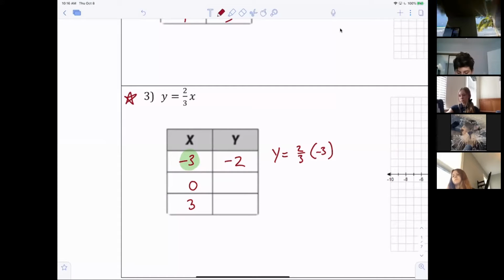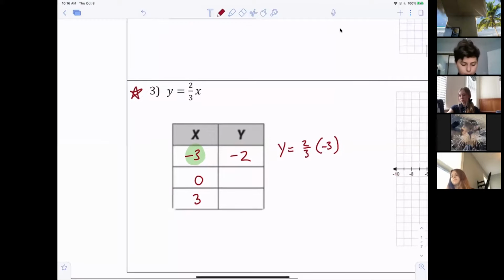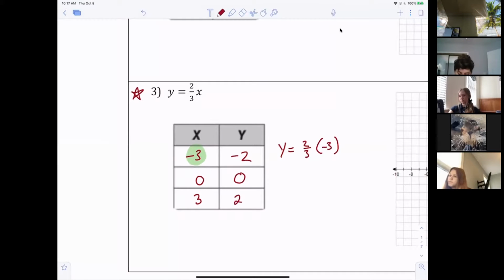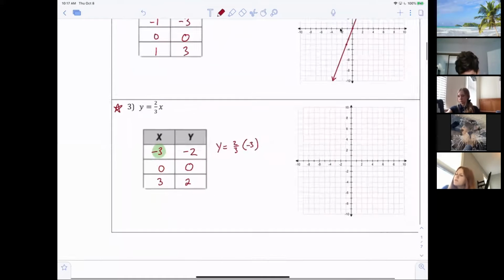What happens when I plug in 0? What do I get? 0. 0, thank you. And what happens when I type in 3? +2. Exactly. All right, so I'm pretty happy with you guys on that. So now let's plot those points. Here we go, plotting.